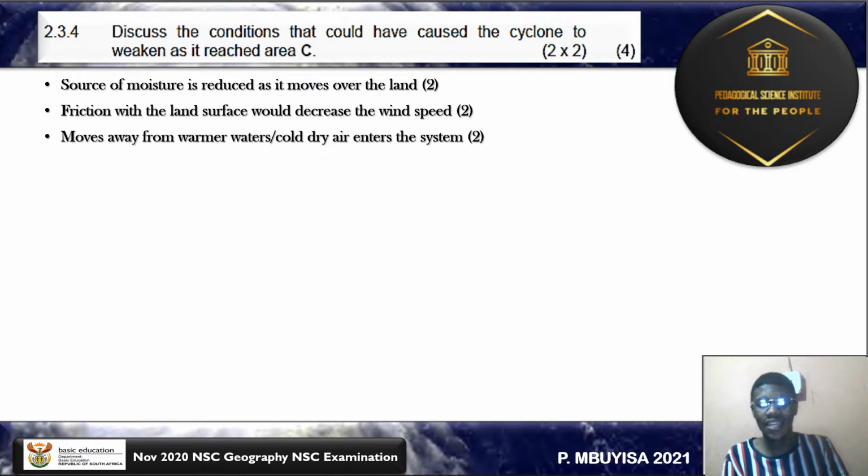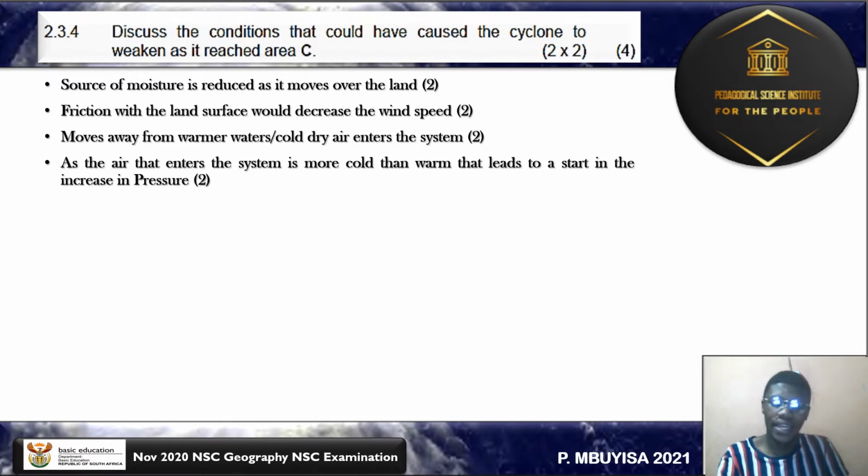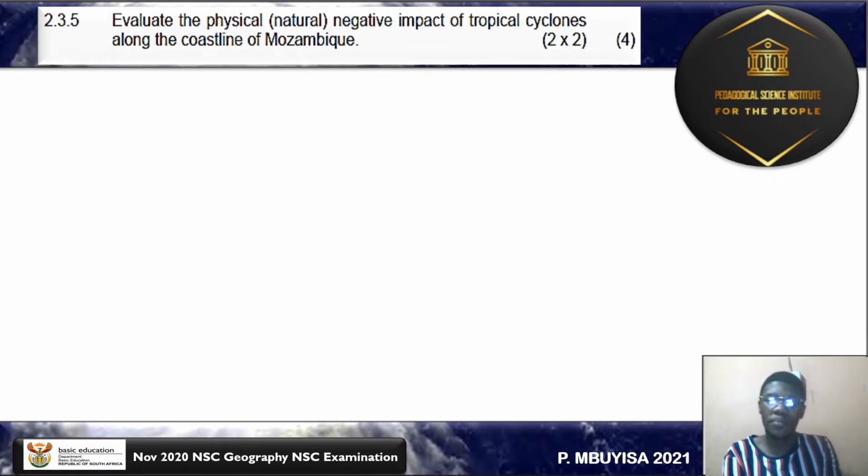Hypothetically speaking, it has an impact, but something to focus on is that this cyclone moves away from the warm oceans, so it gets into a colder region than the ocean, and as a result cold air starts entering the system. And again, as the air that enters the system is cold, that leads to an increase of pressure, and as a result the system gets destroyed. When pressure increases in a tropical cyclone, we have the system being destroyed.